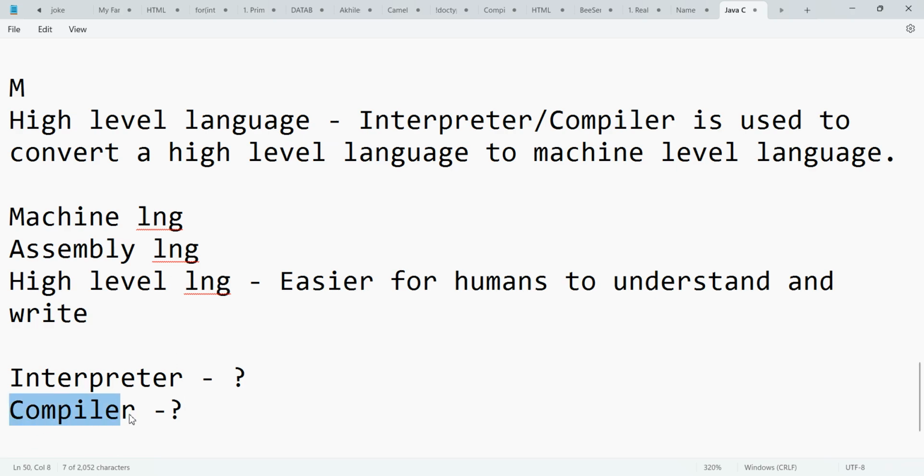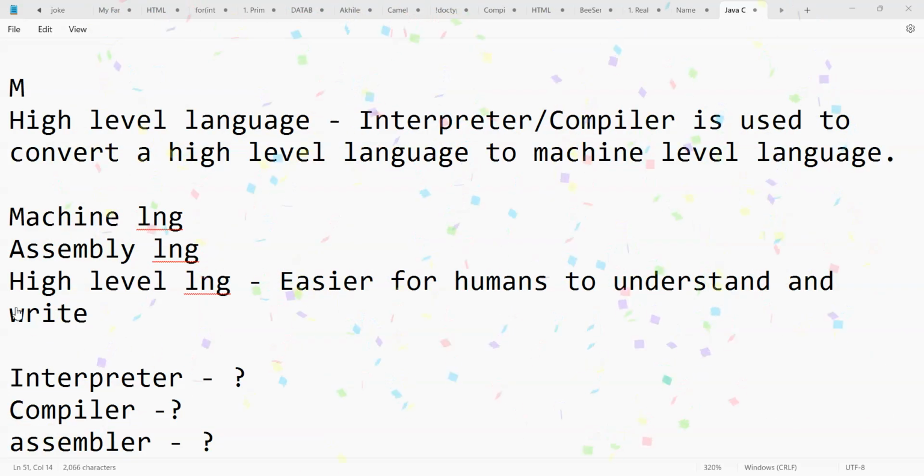What is the purpose of a compiler? Into machine language all at once. Correct. And then assembler, assembly language to machine level language. Okay, clear? The compilation process, interpretation process. Fine.